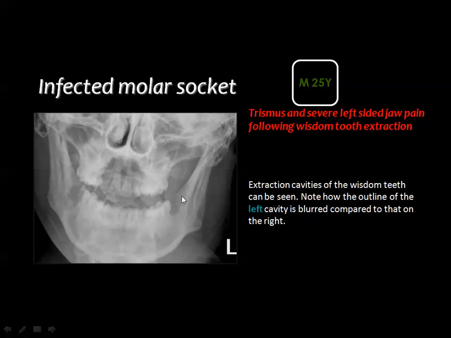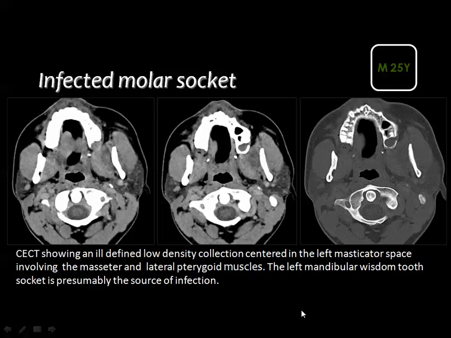This is the socket of the third molar tooth, and if you look carefully, there is a rarefaction of the bones surrounding this socket compared to the extracted opposite molar tooth with clear cortical outline. And this haziness is highly suggestive of superadded infection at this place. And if you look here, you see the socket of the molar tooth is rarefied, is eroded.